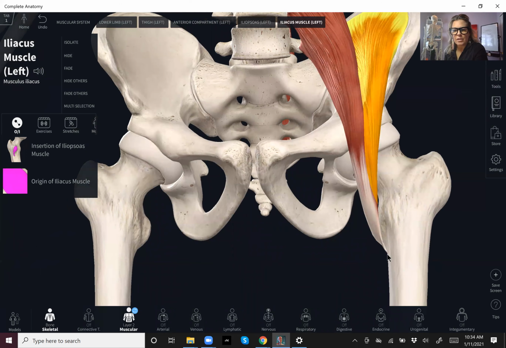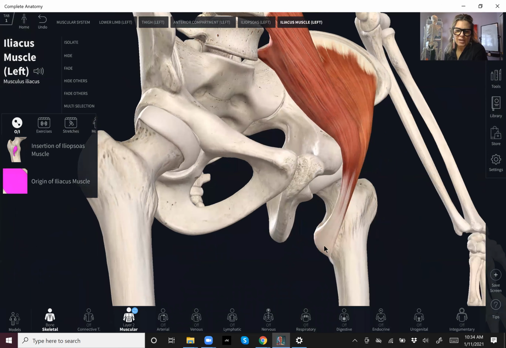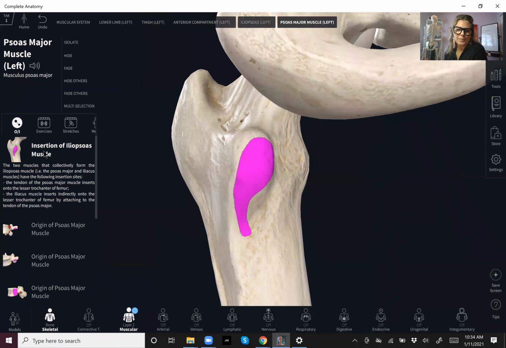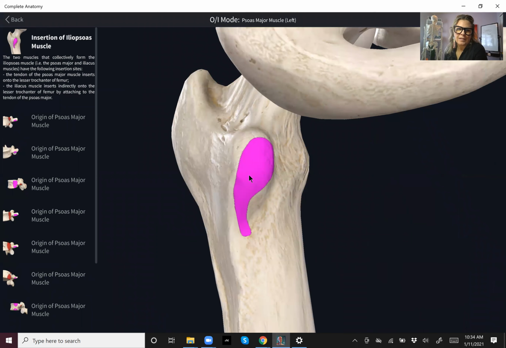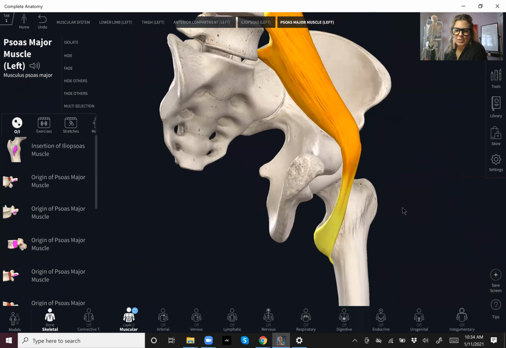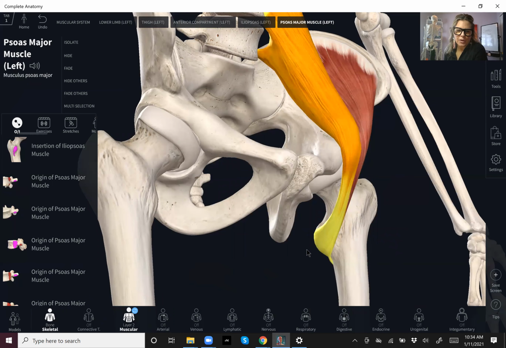So remember we talked about this section right here. Do you remember what this is called on the femur? So I'll pull it up for you guys so you can see. So this is called the lesser trochanter. So remember we had the greater trochanter and the lesser trochanter on the femur. So here's the greater trochanter, and this is the lesser trochanter.